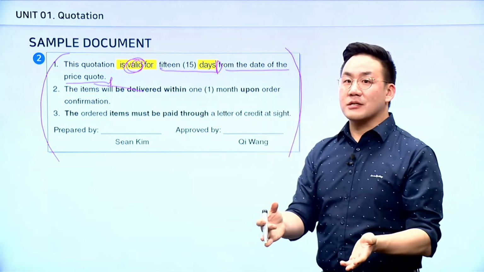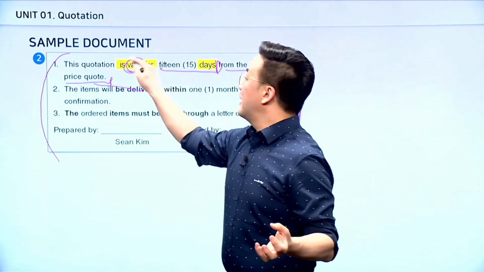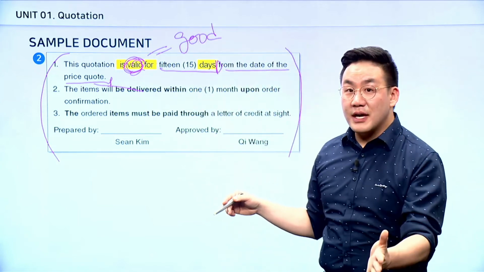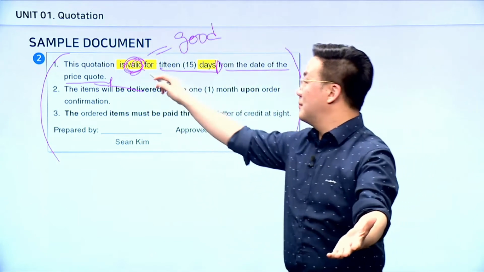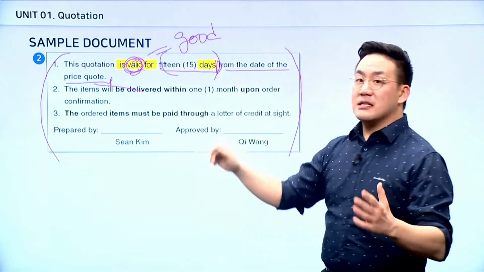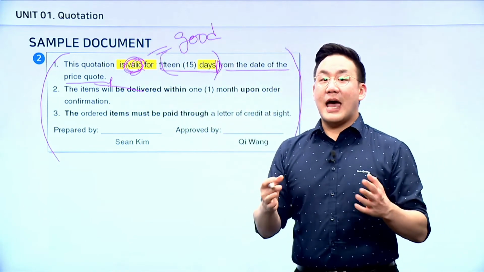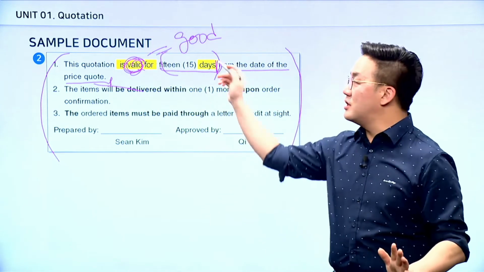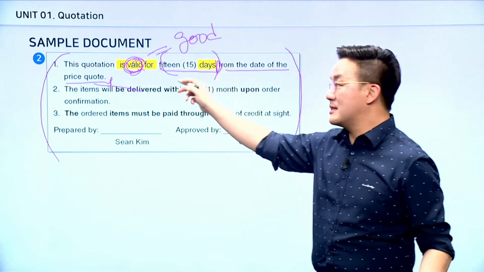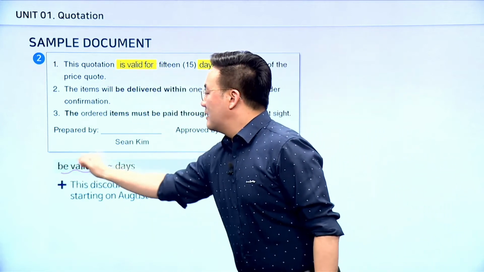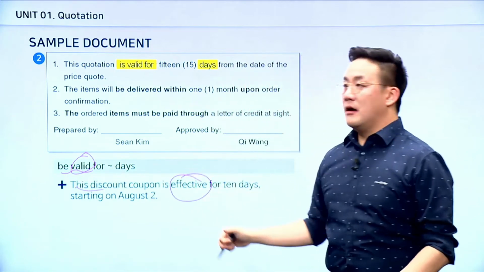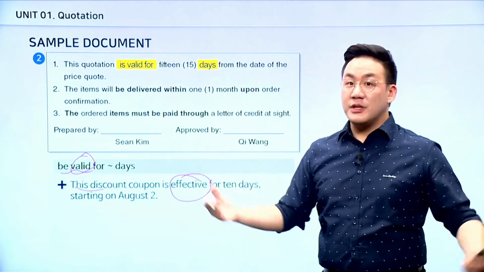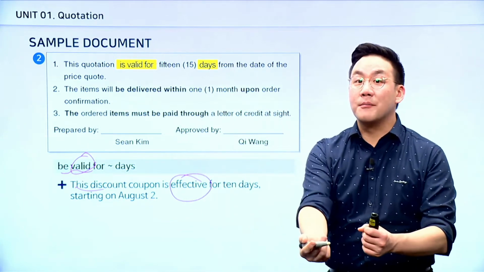But prices always change. So this price is valid, good, right? This price is okay. You can believe this price for 15 days only from today, right? After 16 days, no. I may not be able to give you this price. So this is what it means. Be valid means effective, or sometimes in plain terms, say this price is good for 15 days. After 15 days, you need a new price. You need to get a quotation again from me, right?